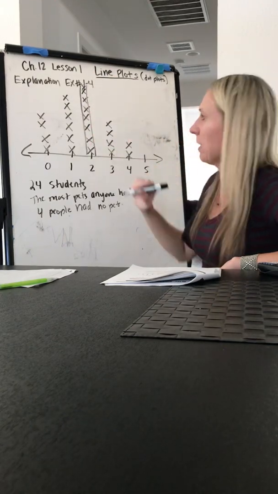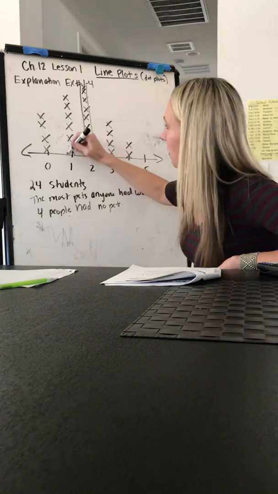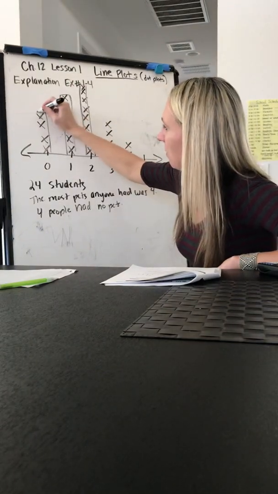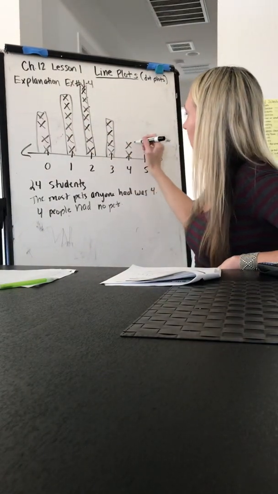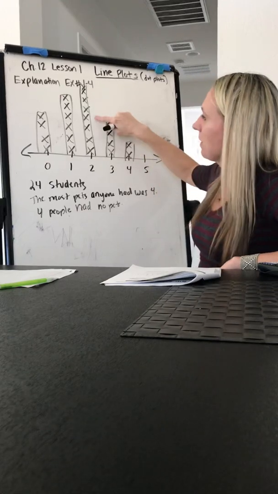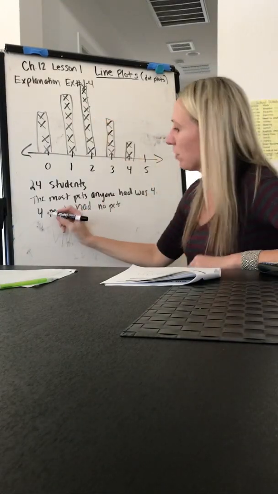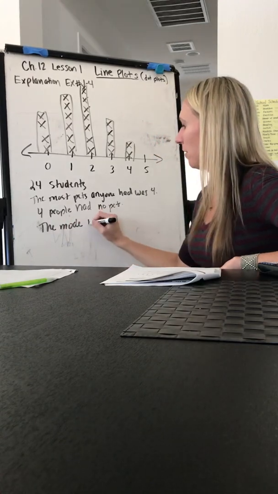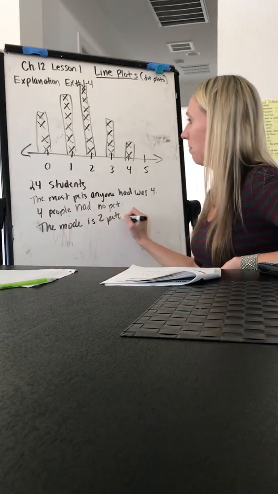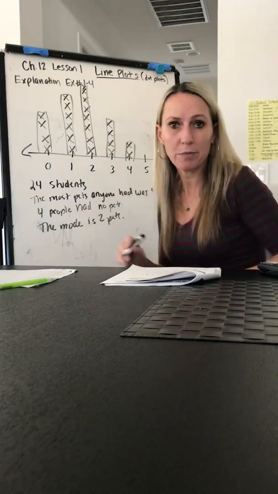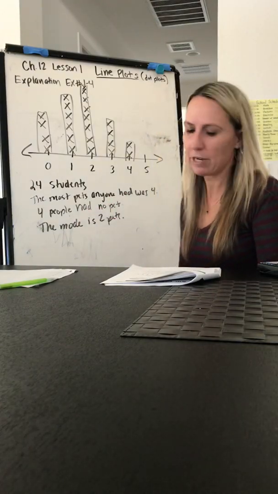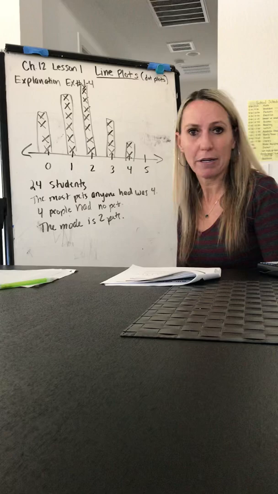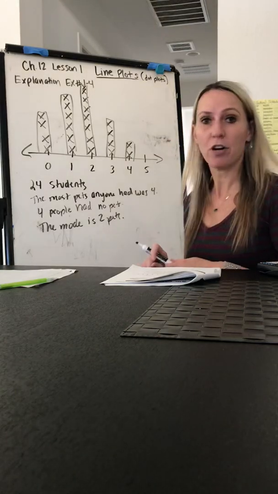Then you can also look at the mode. This is essentially how bar graphs are made. If you just draw a bar along all these, I like to do that sometimes. It helps me see it better. So you can see that 2 is the mode. The mode is 2 pets, so the most people had 2 pets. That was the most common. You can write any information you want about this. So that's how you draw a line plot.